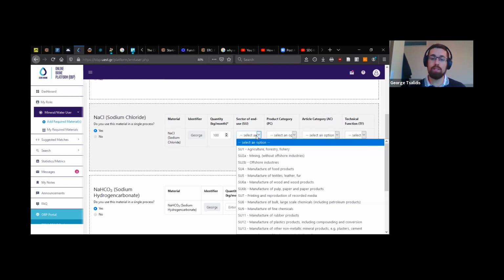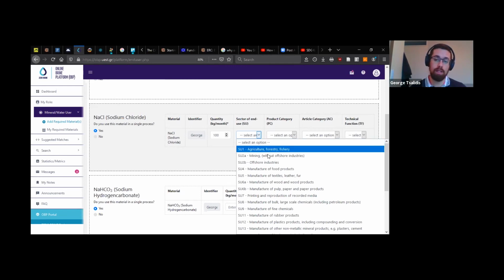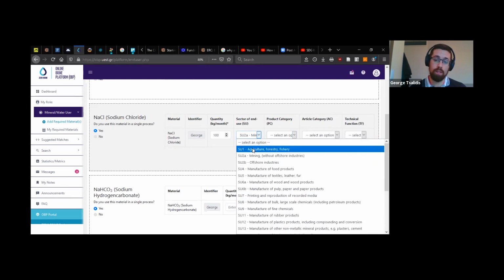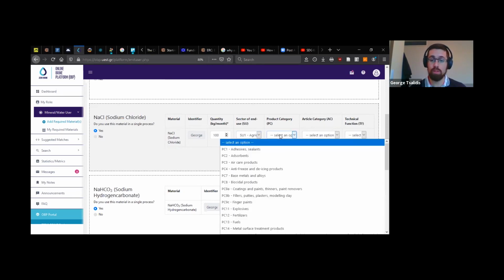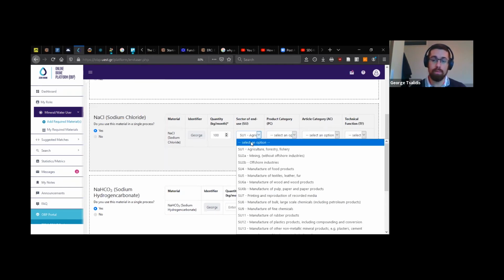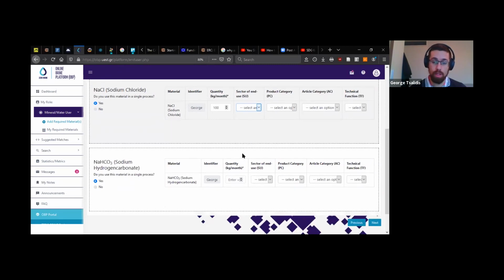So if I click here again, there is a drop-down list which contains everything. That means that if you select mining, the product categories that are going to appear are not going to be different if somebody selects another end-use sector. But let's say that I don't want to provide any more information. At this stage I'm only providing the least amount of information.